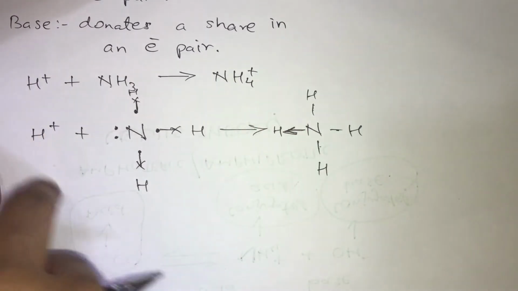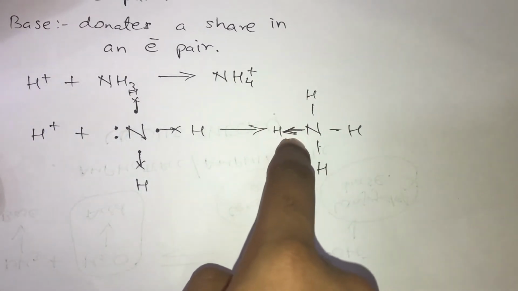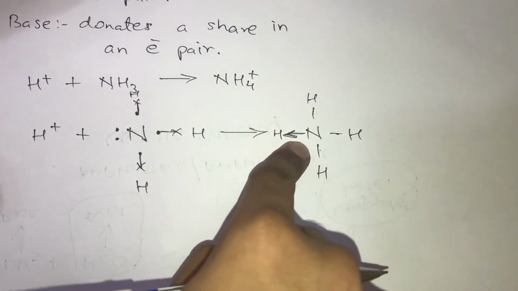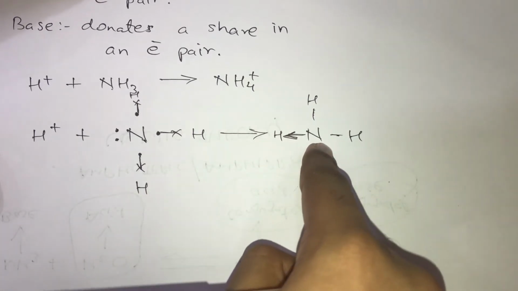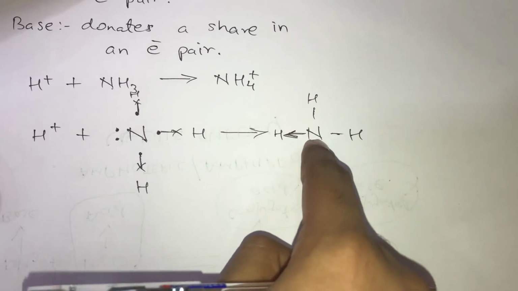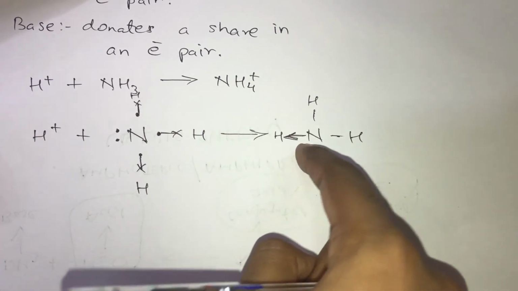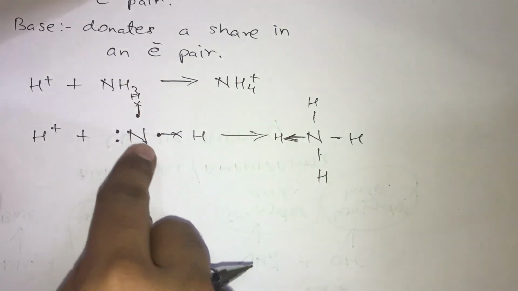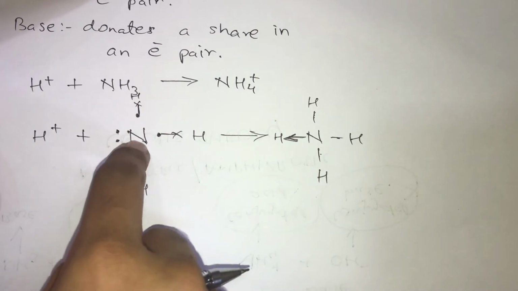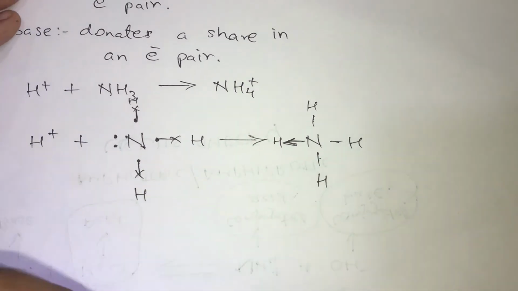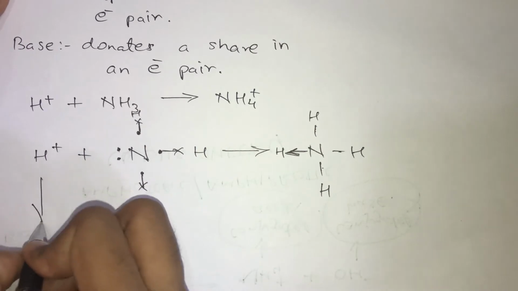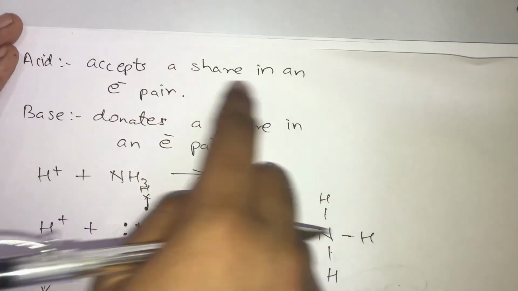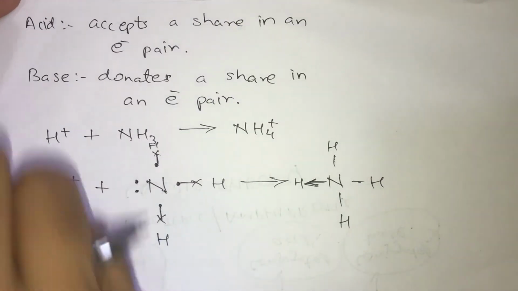The hydrogen is only accepting a share in an electron pair, whereas this NH3, the complete NH3, is donating a share in an electron pair to H. Can you see? Both these electrons are being shared by this NH3, this N. So here, since this H+ is accepting a share in an electron pair, this H+ becomes your acid.